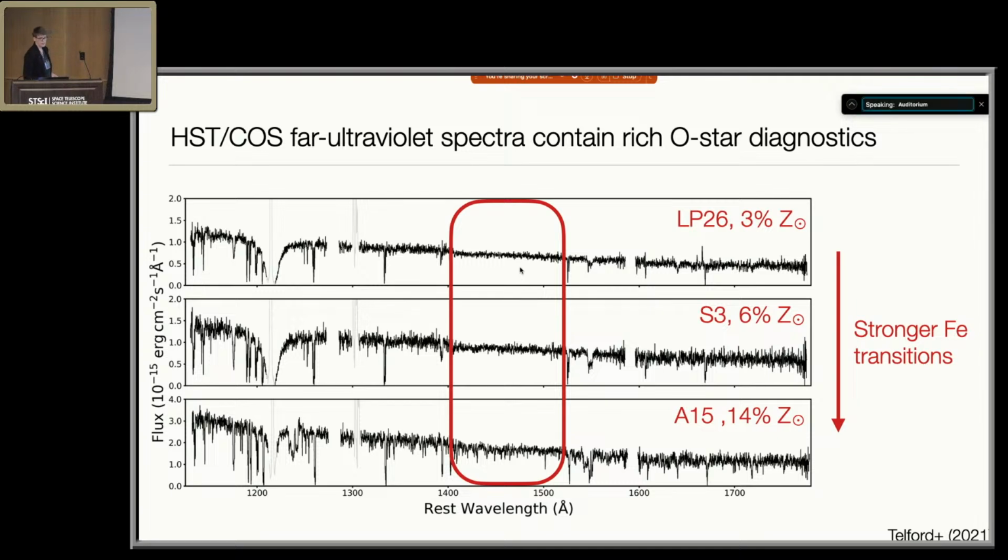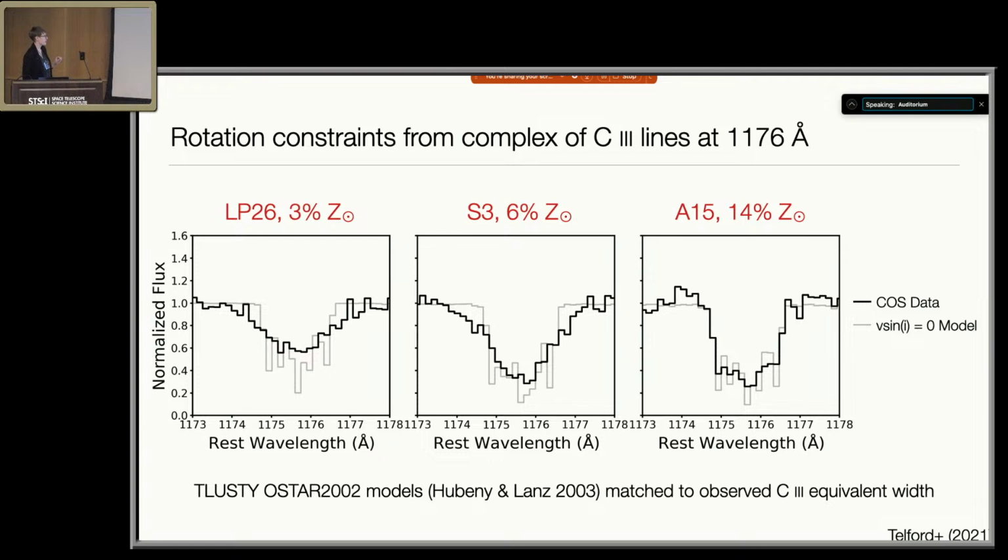Now I'm going to focus in on one photospheric absorption feature in these 3 spectra here. This is a complex of 6 closely spaced carbon-3 transitions around 1176 angstroms. And the black lines here are showing the observations. And for comparison, the gray in each panel is a stellar spectral model that is matched to the observed profile in equivalent width. So the stellar rotation will act to broaden and smooth these model profiles, but will not change the equivalent widths of the lines.